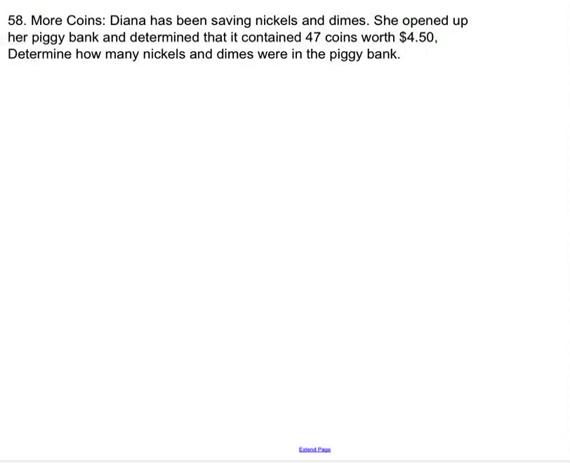So what we can do is, I'm not going to use x as a variable. I'm going to say n is my nickels and d is my dimes. But if we have two variables, it's going to be a little harder. So is there any way that we can determine d as a variable of n? n is just going to be n, and d is going to be 47 minus n. In other words, if I take all the coins I have and take away all the nickels, you end up with the dimes.